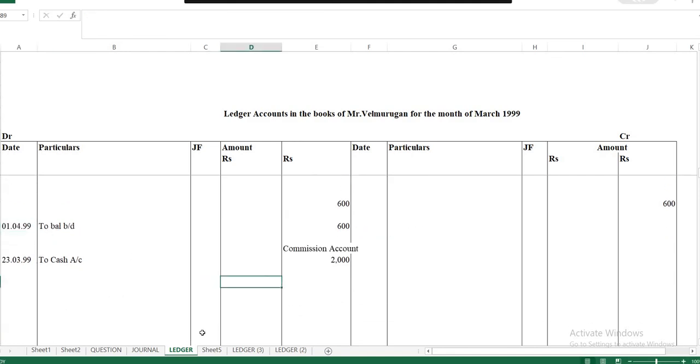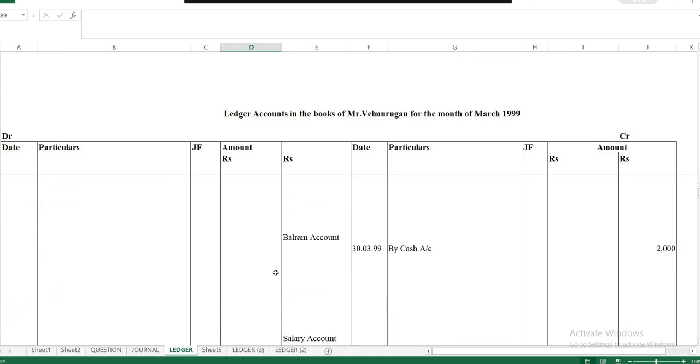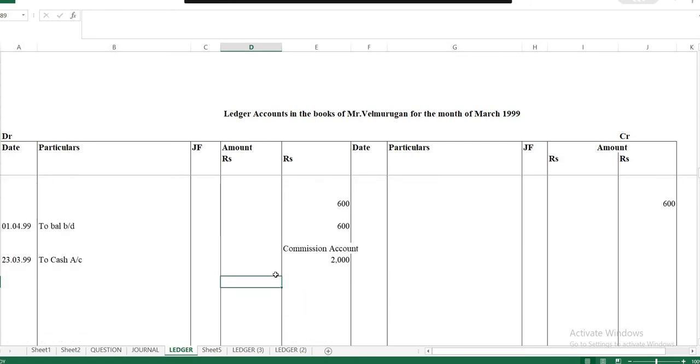So like this, commission account. How many more accounts do we have? Like this we have a lot of accounts, till office rent, I think. We can easily do it. Commission account 2,000. Here also you give that 2,000. On the top you mention 2,000 again. Here within lines you draw it up.